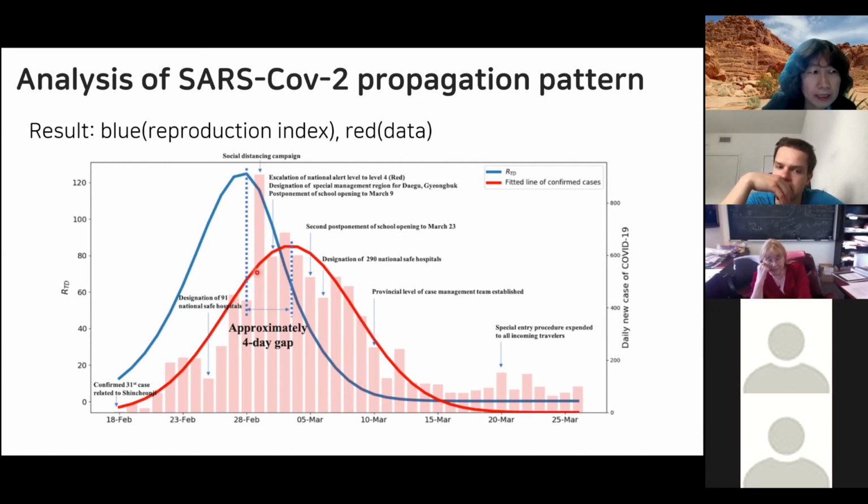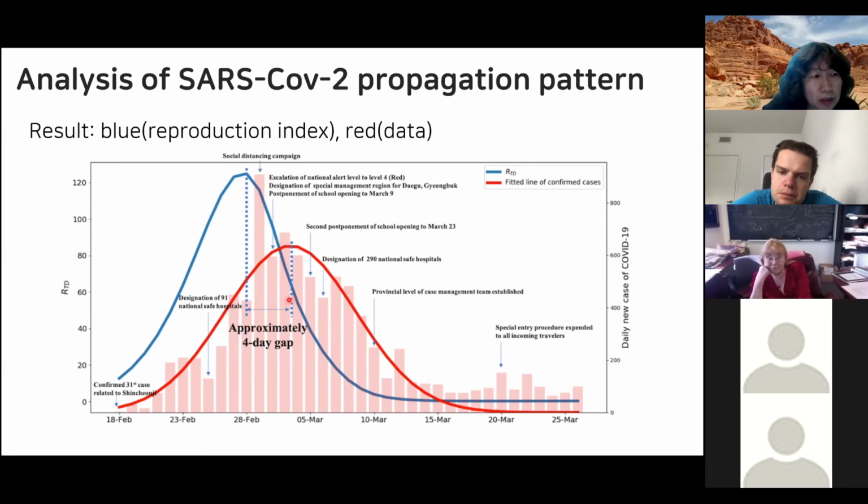Now I'm going to make 2 important remarks out of this graph. The first remark is that the number of new confirmed cases peaks about 4 days after the reproduction index reaches the maximum, and then begins to decrease in a similar way to the reproduction index. So one can expect a trend of actual confirmed cases according to the preceding reproduction index that is already computed.